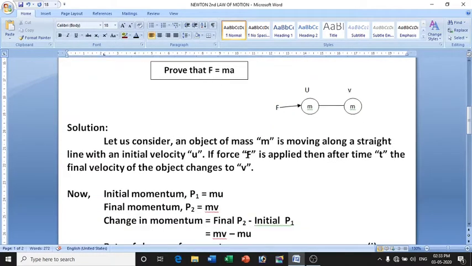Clear? So let us consider an object of mass m moving along a straight line with the initial velocity u. If force F is applied here, then after time t the final velocity of the object changes to v. Clear? It's very simple.